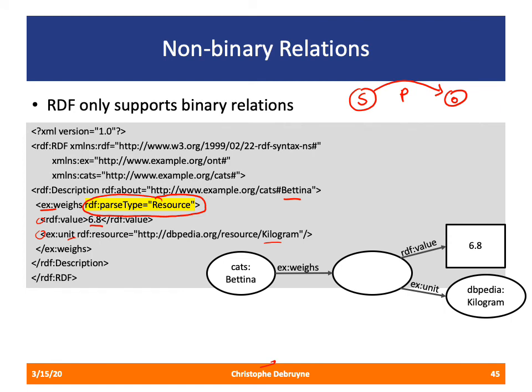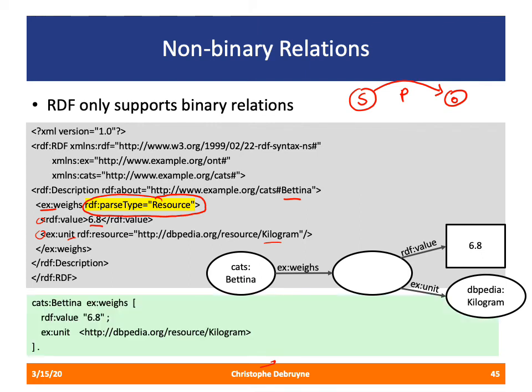I have my cat, Bettina. She weighs something that has no URI because it's a blank node, and that something has the value 6.8 and has the unit dBpedia kilogram. In RDF Turtle, you clearly see that this becomes a resource, and an anonymous resource at that. This Bettina weighs something, and that something has the value 6.8 and the unit dBpedia kilogram.